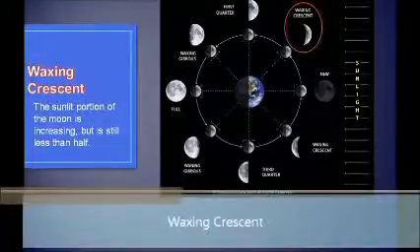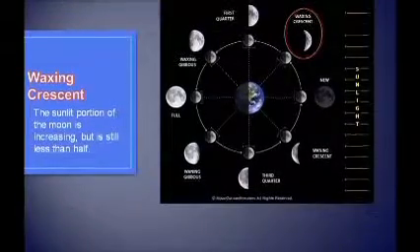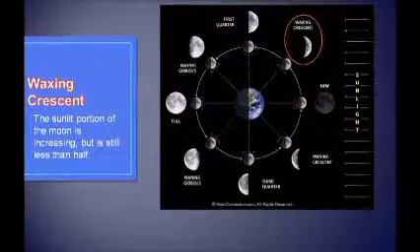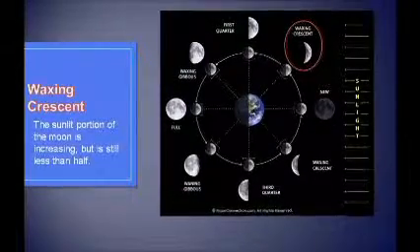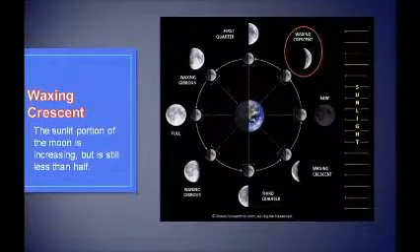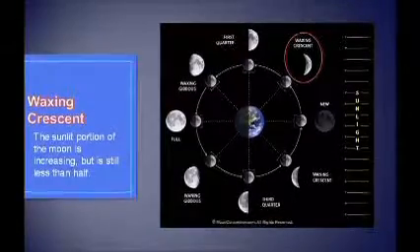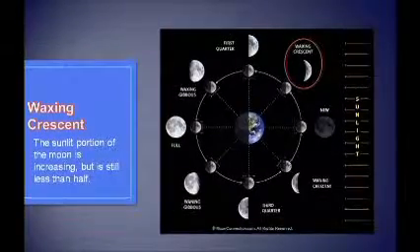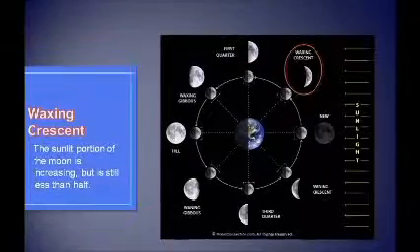Now, the second stage we're going to look at is the waxing crescent. Now, in the phases of the moon, waxing means to build, and crescent means less than half. So, just by the definition of the name, waxing, to build up to less than half. So, in other words, the only part of the moon that you can see in the waxing crescent phase is the sunlit portion of the moon is increasing, but it's still less than half. So all you're going to see is this little sliver of the moon.